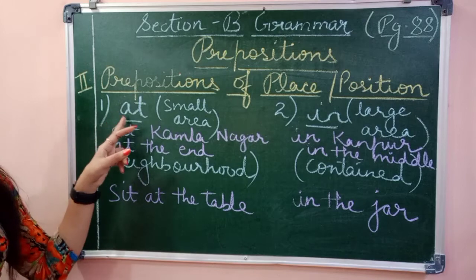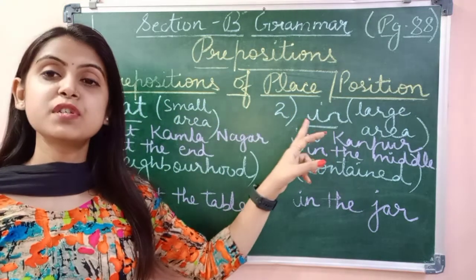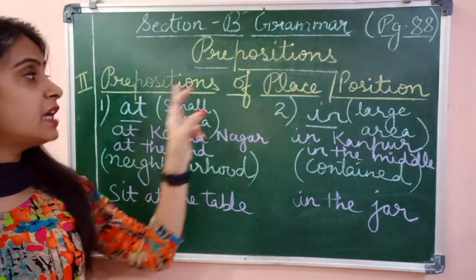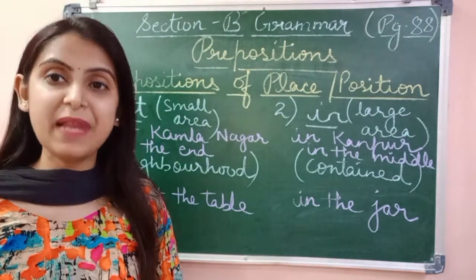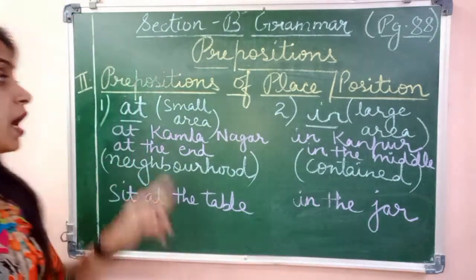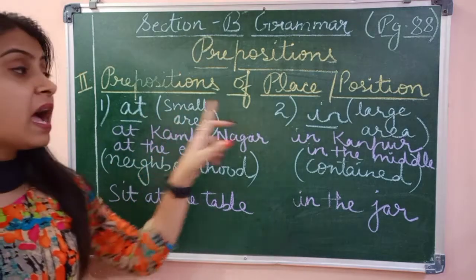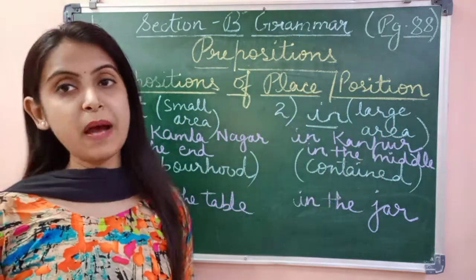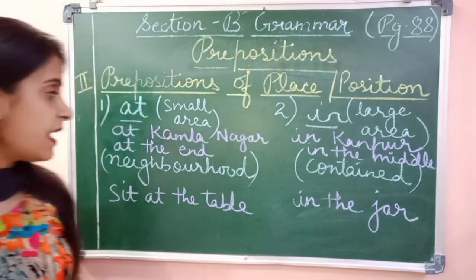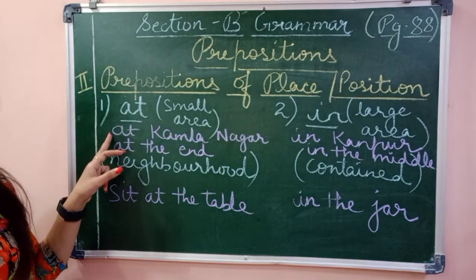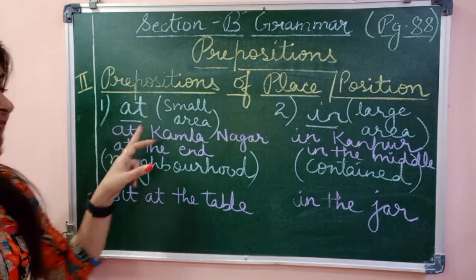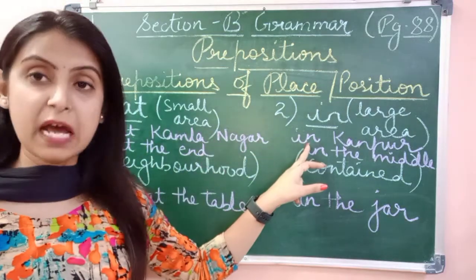Now, when the prepositions at and in are used as prepositions of place in the same sentence, we use at for mentioning a smaller area and in is used to talk about the larger area. Fine. For example, my school is situated at Kamla Nagar in Kanpur. Okay.